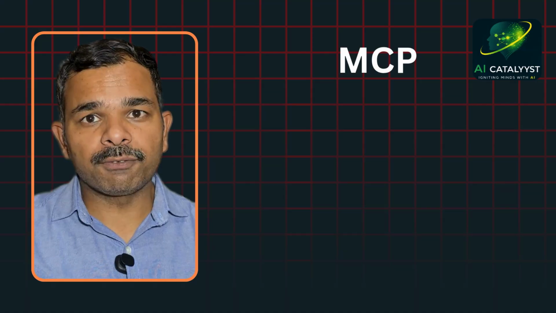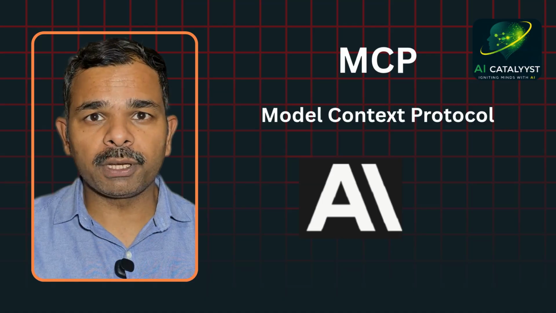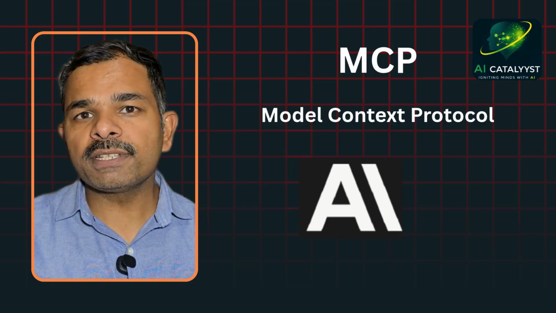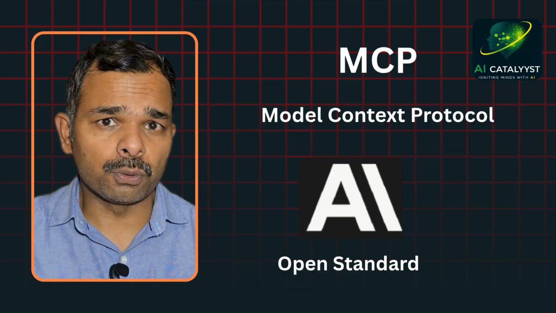Now let me give you the technical definition. MCP stands for Model Context Protocol. It was first introduced by Anthropic in November 2024. It's an open standard that defines how an AI model connects to external data sources, services, or tools.